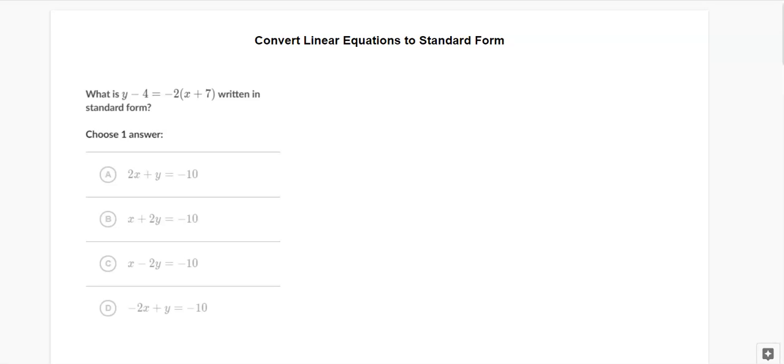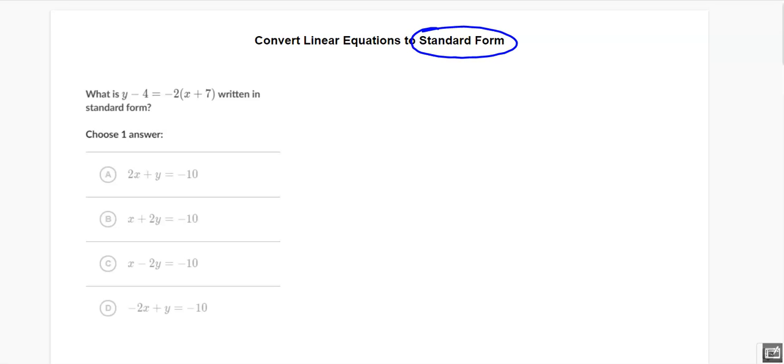Khan Academy, convert linear equations to standard form. So the big idea for this section is they're going to give me an equation in probably either point slope form or in slope intercept form, and I need to convert it to standard form.